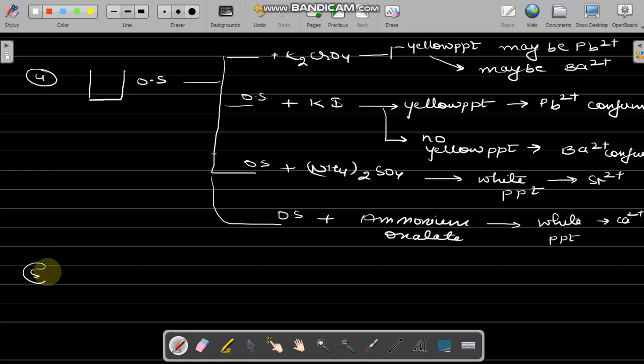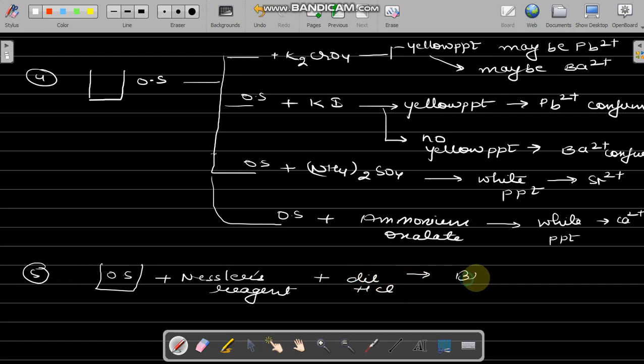Now, say suppose in your salt any of these has not come again. So what we can do? We just take original salt solution, put Nessler's reagent in that, plus dilute HCl. If a brown PPT comes, then it means your zero group is present. That is your ammonium cation.